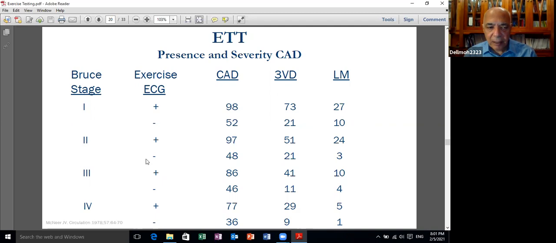On the other hand, if the patient reaches the 4th stage of Bruce protocol and the test is negative, he still can have coronary artery disease. 1/3 of them have coronary artery disease. But look at that, the incidence of 3 vessel disease is 9% and only 1% possibility of left main. So as I told you, the test is a test of shifting probabilities. It's not an absolute test for detecting ischemia.